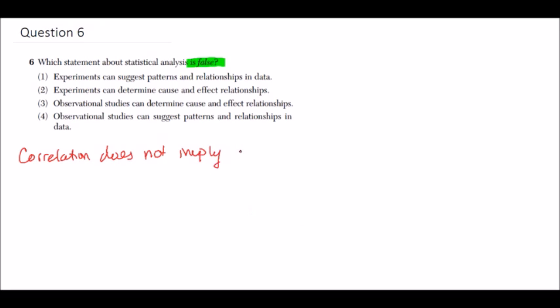Meaning just because two things are correlated doesn't mean we can determine cause and effect relationships. Now, there are two answers here that feature cause and effect relationships. One of them is false, and we have to determine whether it is the experiments or the observational studies. And for that, we have to remember the difference.